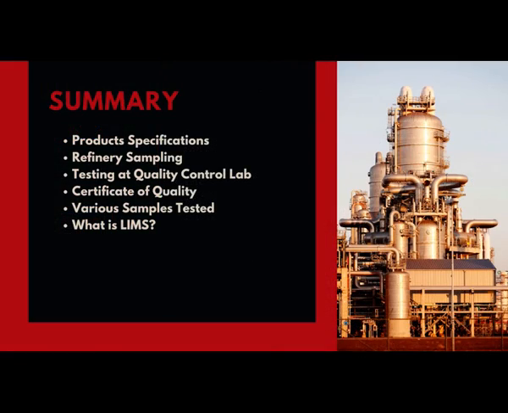So, what have we learned today? In summary, we tried to understand the vital activity performed by the quality control lab inside a petroleum refinery. We tried to know about the products and their specifications, and how the sampling is done, and the different functionality of the quality control lab. And we also tried to understand the certificate of quality, various samples tested, and a quick note on the laboratory information management system. So, with that we conclude today's episode on quality control inside petroleum refining.